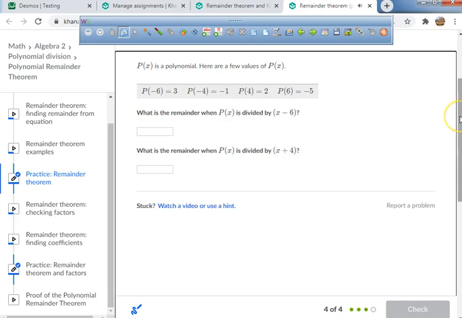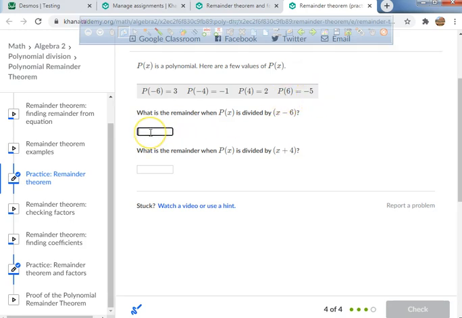All right, guys, you don't have to write this one down. We're just going to look at it. Do you guys see, what is the remainder when p of x is divided by x minus 6? So basically, what are we looking for? P of 6. Well, what is p of 6? Negative 5. Okay? Listen up. If p of x is divided by x plus 4, what's the opposite? P of negative 4. And what's our remainder going to be? There you go.